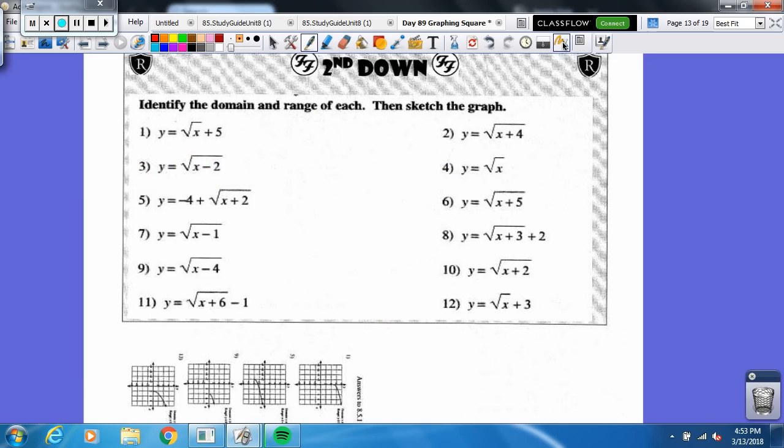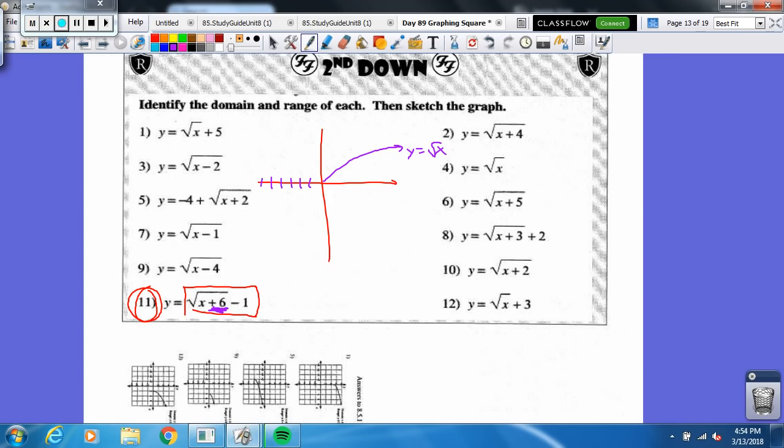Then you're on your own. Number 11, check it out. So, y equals radical x plus 6 minus 1. Let's see what we're doing. So, here we go. Starting here, parent function. Always write that to compare. Now, left or right shift. I'm going left 6. 1, 2, 3, 4, 5, 6.